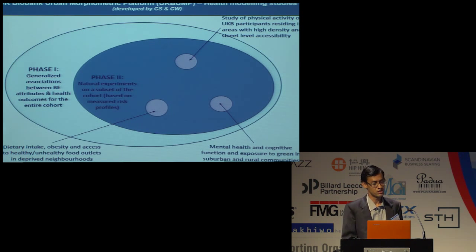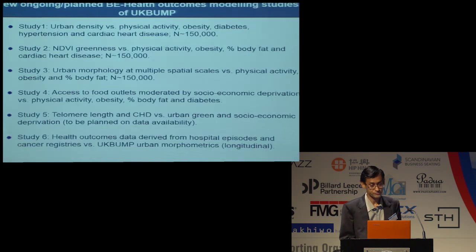Now, the plan is that we do this in two phases. In phase one, we'll study the generalized associations between built environment attributes and health outcomes for the entire cohort. In phase two, we'll be more specific. We'll do natural experiments on a subset of the cohort based on the already measured risk profiles, so that if we have a population who are more prone to mental health disorders, we'll perform a study on mental health and cognitive function versus exposure to green in suburban and rural communities.